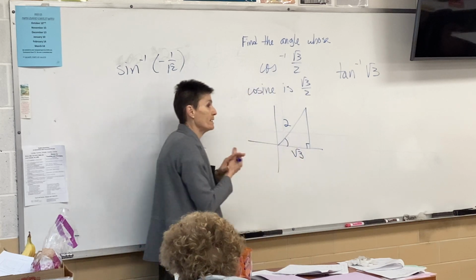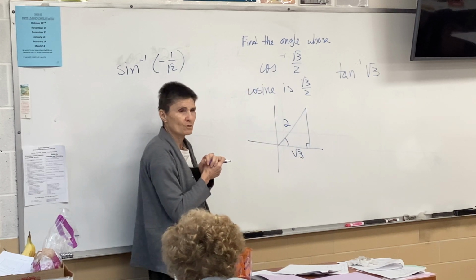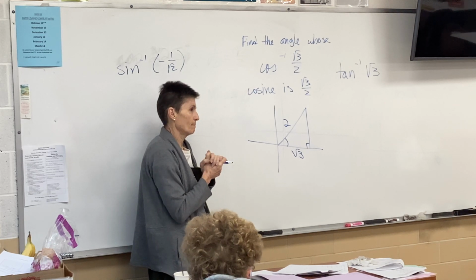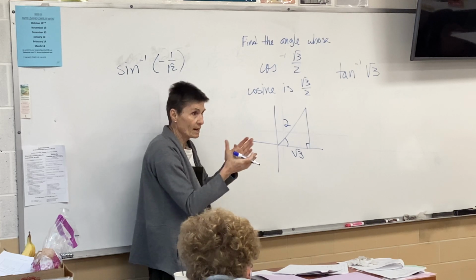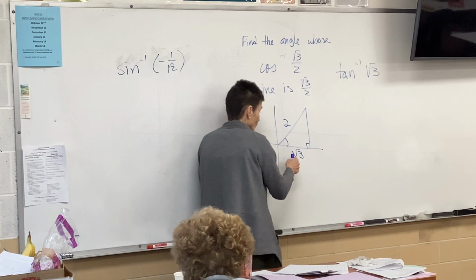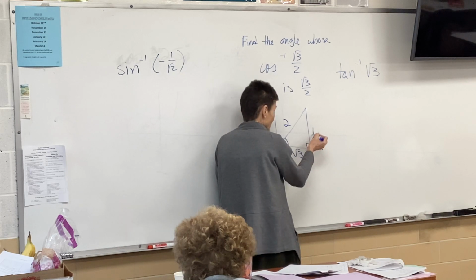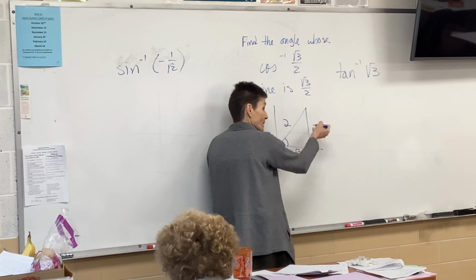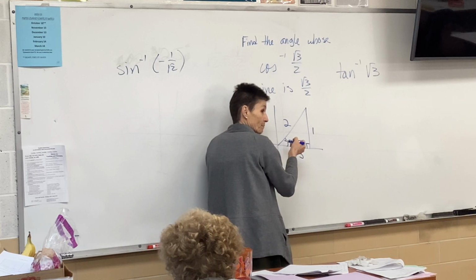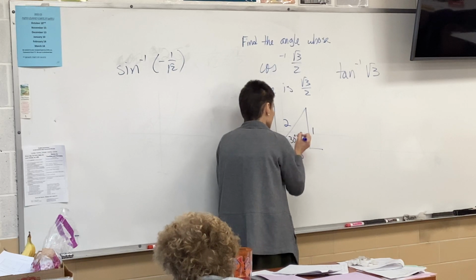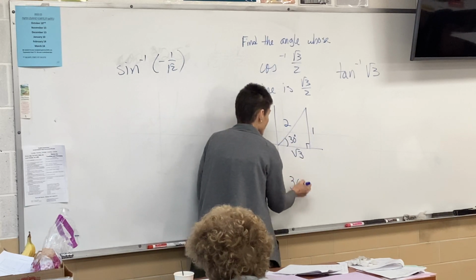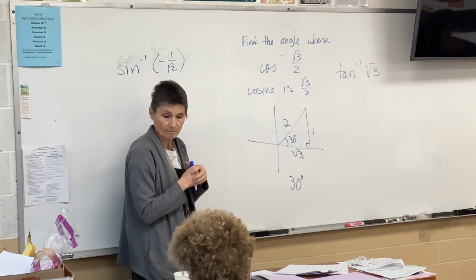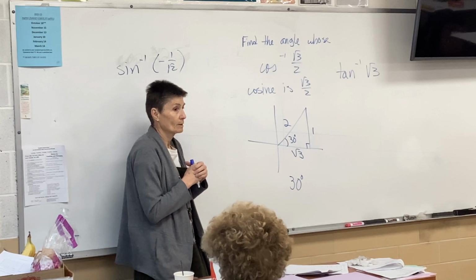And at this point, you're supposed to recognize the triangle. What kind of a triangle is this? 30, 60, 90. And since the √3 is here, this must be the 1. And what angle do I know is always across from the 1? 30 degrees. That's the answer to the question. The answer to the question is 30 degrees. Okay?